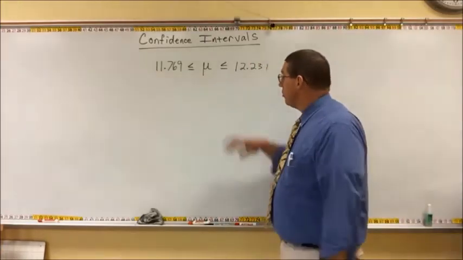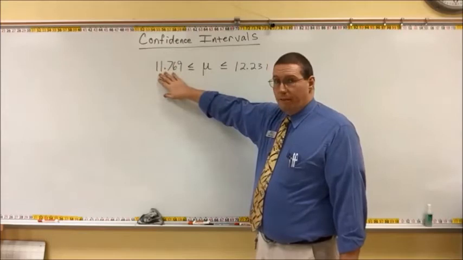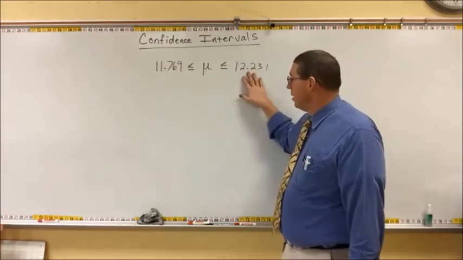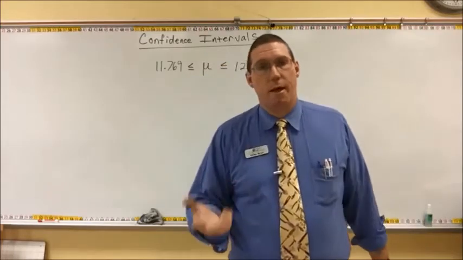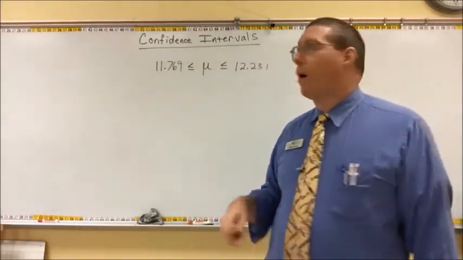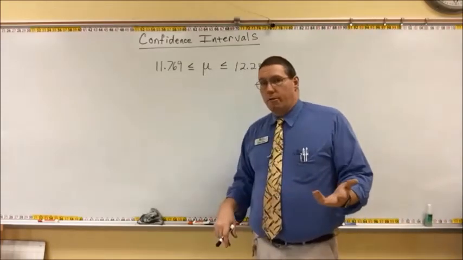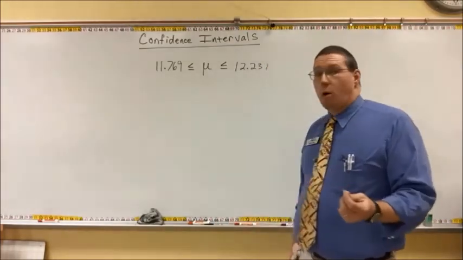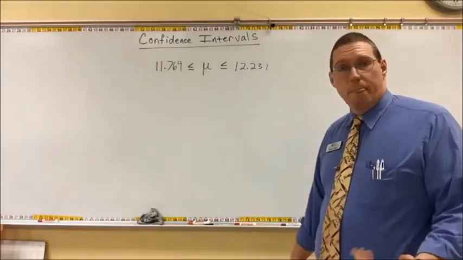What we're supposed to do is put the smaller number on the left, the larger number on the right, and then put a less than or equal to here and a less than or equal to here. Okay, so now that I've cleared that up, let's talk about what does a confidence interval mean? No pun intended. Okay, so the meaning of a confidence interval goes like this.